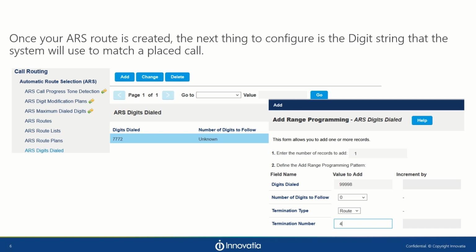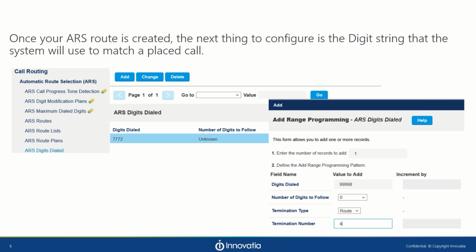Now, when it comes to the configuration for this form, there's not a ton that we have to enter. I will highlight a couple of these fields in particular. So first of all, the first field here is going to define how many digit patterns we're going to add at one time. By default, we're going to add a single entry at once, which is perfectly fine. If for some reason you needed to add multiple sequential ARS digits dialed entries, you can simply increase this value from 1 to however many you want to add.